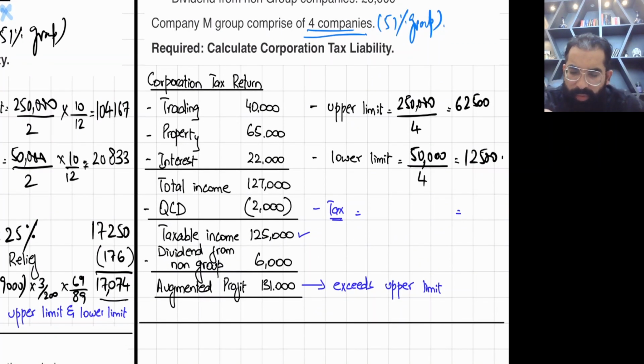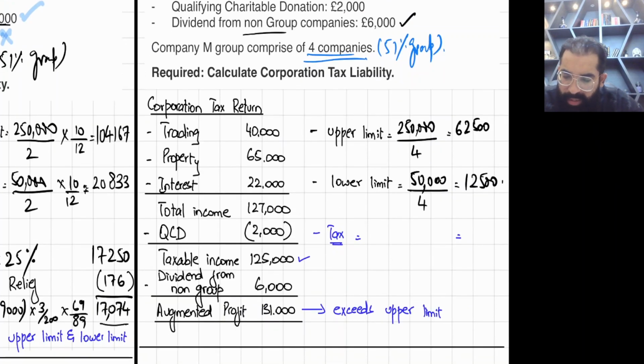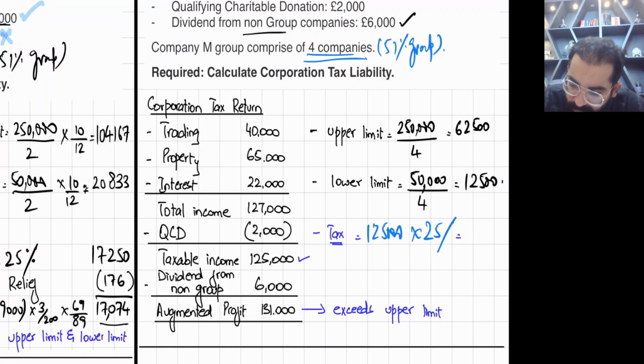Now, this return forming is easy. Trading income, property interest income, total income, QCD, everything is easy, you know that. Now my dear students, the dividend this time is only from non-group companies, so it's relevant. So now augmented profit is 131,000, which is more than the lower limit as well as the upper limit. So higher rate with no marginal relief: 125,000 times 25% is 31,250.